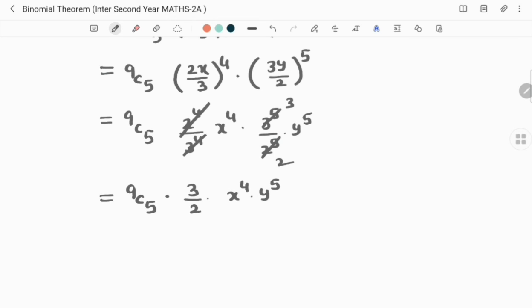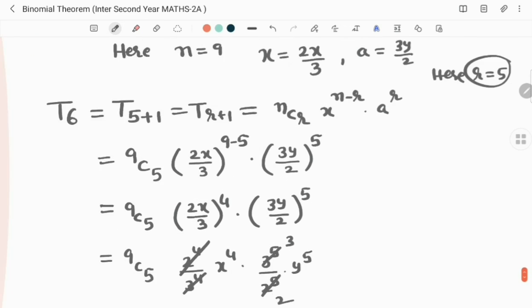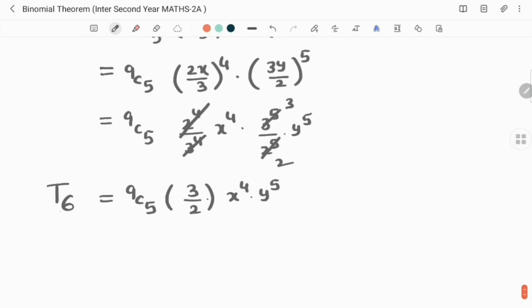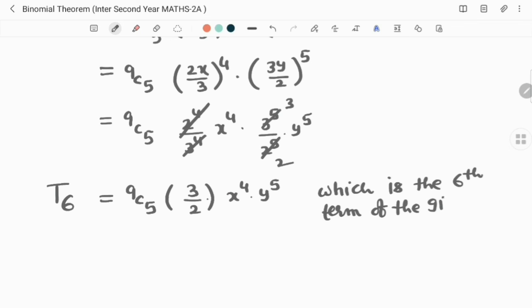Even if you want, you can expand 9C5 also. Otherwise you can leave it, not compulsory. So this is the required term, the T6, the sixth term of the given expansion.